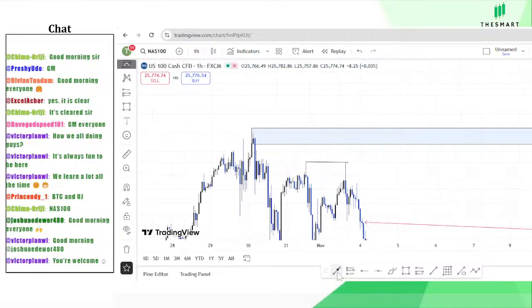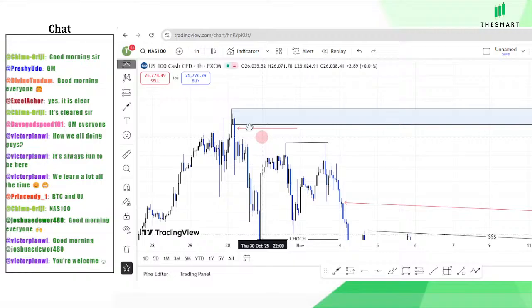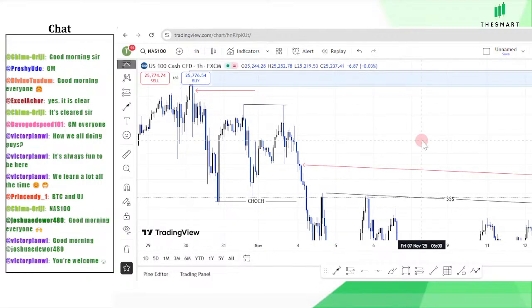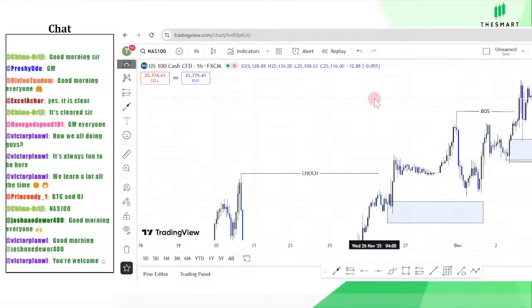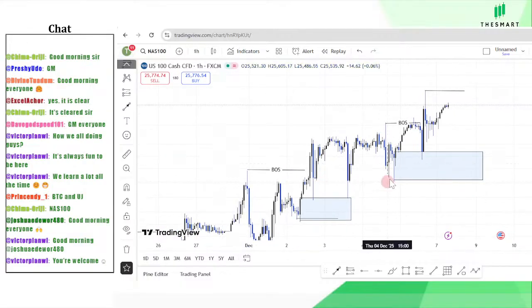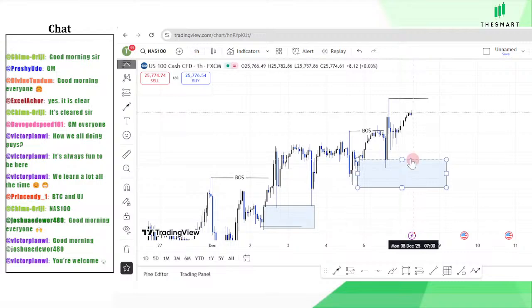So if you look at this closely, there's a fair value gap sitting there. So we need to look out for potential buys. All we'll be looking for is buys to the upside. But as of now, we don't have any confirmation.